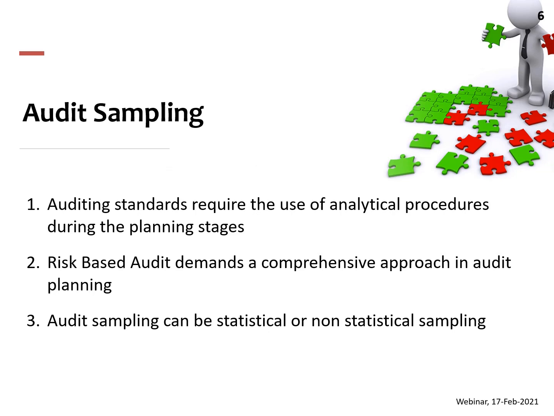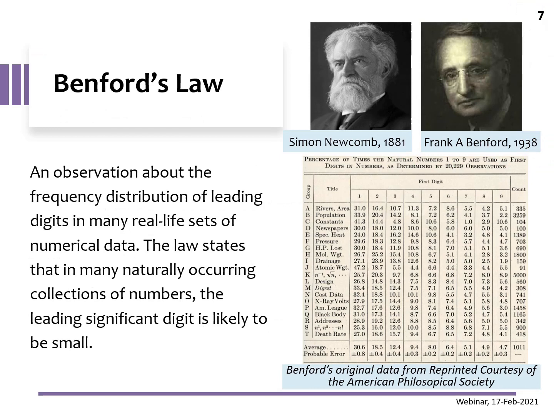All right, next slide. What is Benford's law? By definition, it's an observation about the frequency distribution of leading digits in many real-life sets of numerical data. The law states that in many naturally occurring collections of numbers, the leading significant digit is likely to be small. This theory was first discovered by a scientist named Simon Newcomb in 1881, while he was observing many books at a library, and he found a similar pattern, which is that the first pages usually were more worn than the next and further pages.